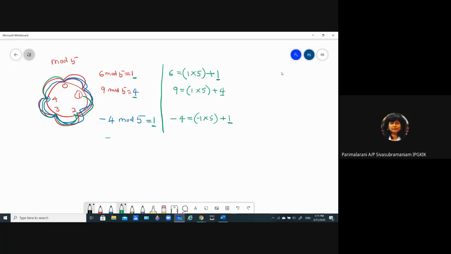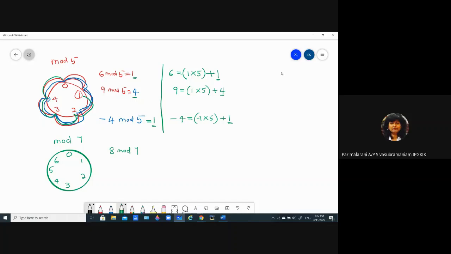Okay, let's do another mod. Let's say we do mod 7. So mod 7, the numbers inside here will be 0, 1, 2, 3, 4, 5, 6, because 0 is 7 also. So we only write until 6 for mod 7. So what is 8 mod 7? It's a positive number.